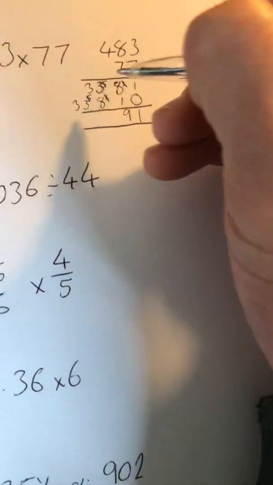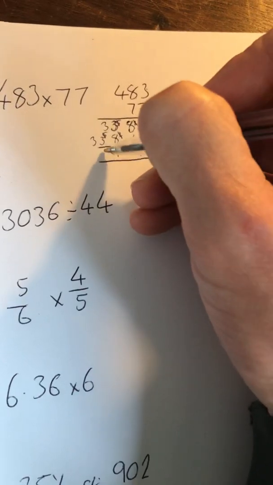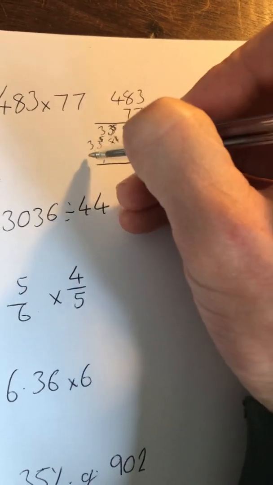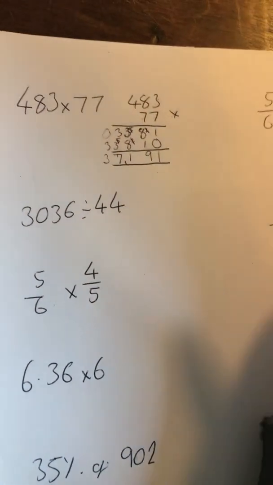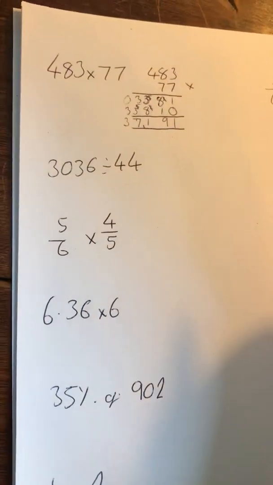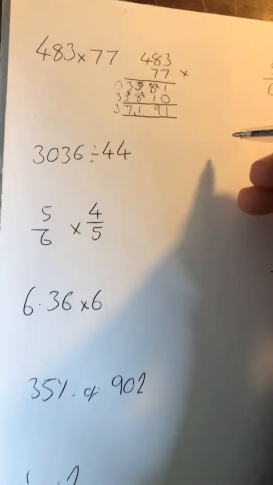There's a 3 hidden in there. 3 add 8 is 11. 3 and 3 and 1 is 7. 3 add the invisible 0 above. 37,191. Next up, we've got 3,036 divided by 44.